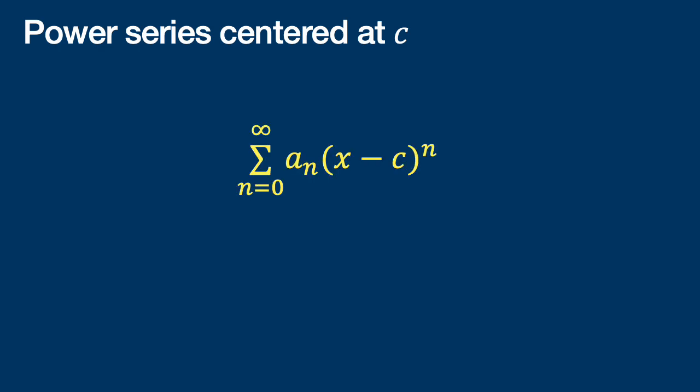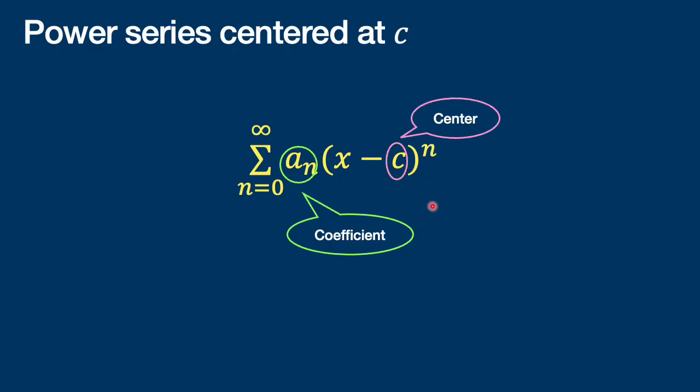A power series looks like this. We call this a power series centered at c. Let's give the definition of each part. a_n we call the coefficient. c is the center. x is the variable. We call this a power series centered at c.